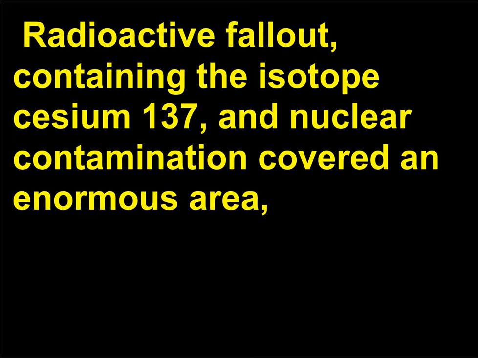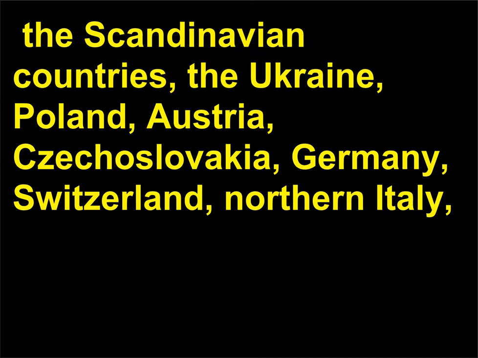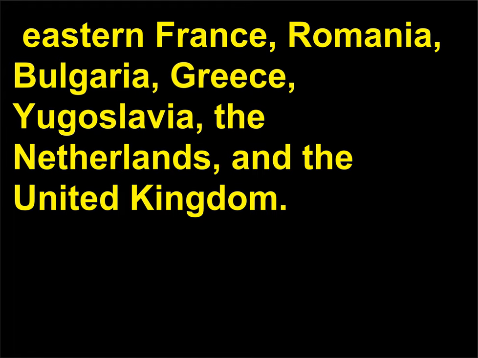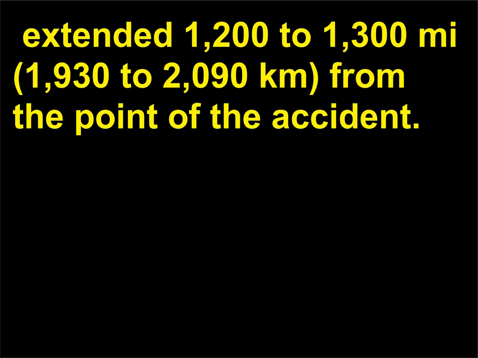Radioactive fallout, containing the isotope cesium-137, and nuclear contamination covered an enormous area, including Belarus, Latvia, Lithuania, the central portion of what was then the Soviet Union, the Scandinavian countries, the Ukraine, Poland, Austria, Czechoslovakia, Germany, Switzerland, northern Italy, eastern France, Romania, Bulgaria, Greece, Yugoslavia, the Netherlands, and the United Kingdom. The fallout, extremely uneven because of the shifting wind patterns, extended 1,200 to 1,300 miles, 1,930 to 2,090 kilometers, from the point of the accident.